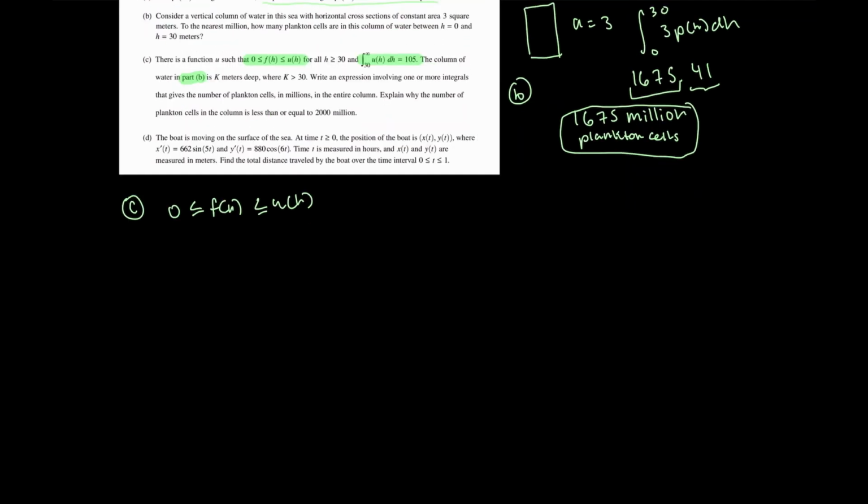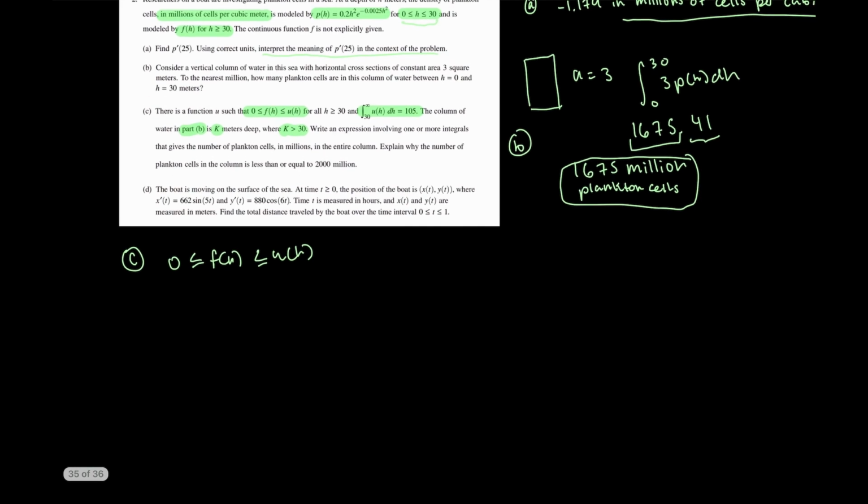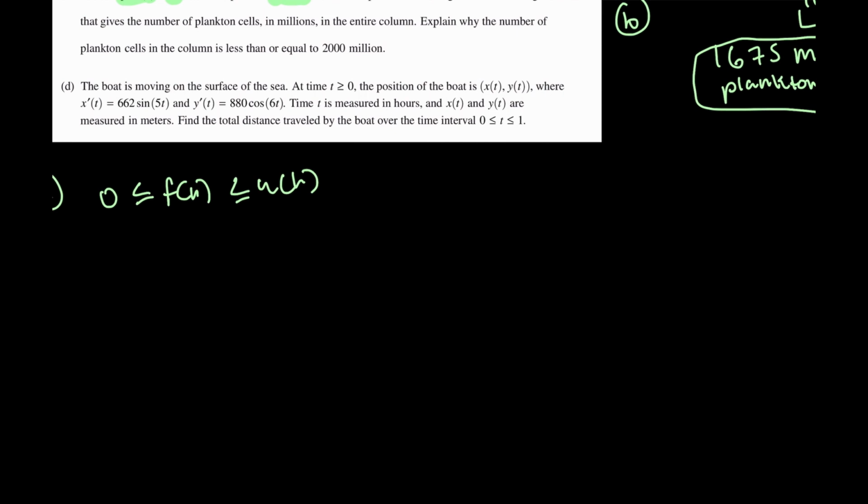For the first part of part C, we'll write an expression involving one or more integrals that gives the number of plankton cells in millions of the entire column. And so to do so, we need to first consider the range of h. So when h is between 0 and 30, we know that we use P of h, and when h is greater than 30, we know we use F of h. And because we know that k is greater than 30, we know that we'll have to use both ranges.